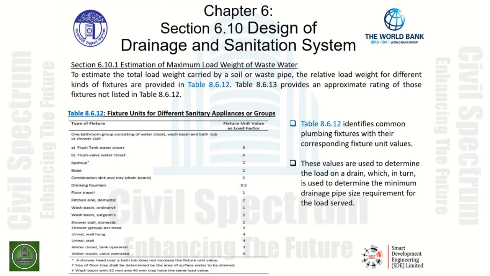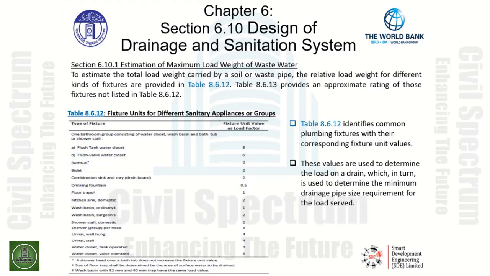Table 8.6.12 is titled Fixture Units for Different Sanitary Appliances or Groups. This table identifies common plumbing fixtures with their corresponding fixture unit values. These values are used to determine the load on a drain, which in turn is used to determine the minimum drainage pipe size requirement for the load served.